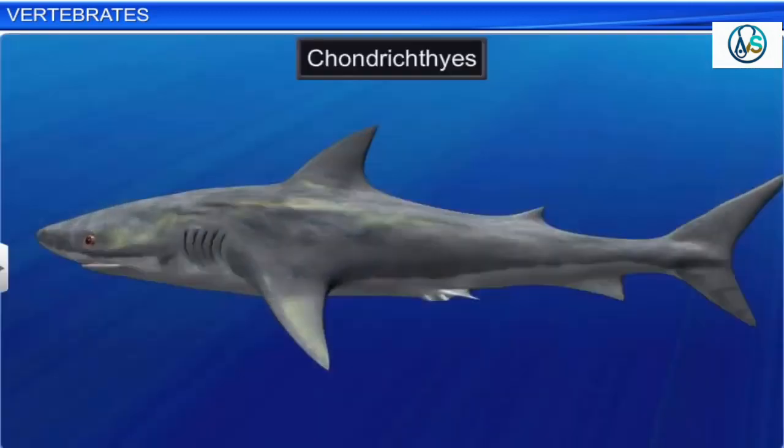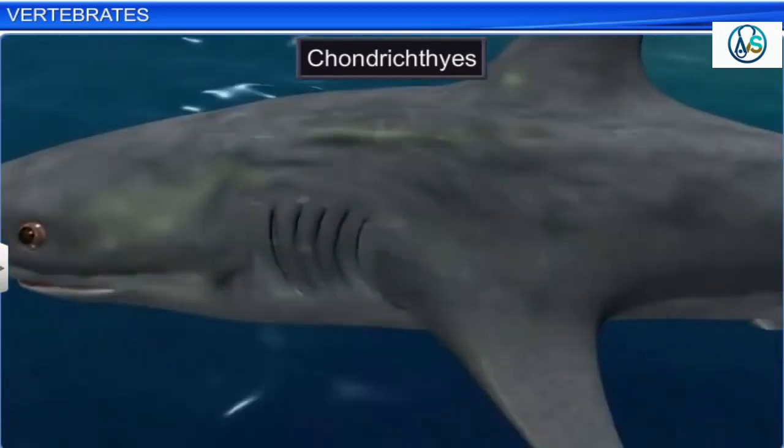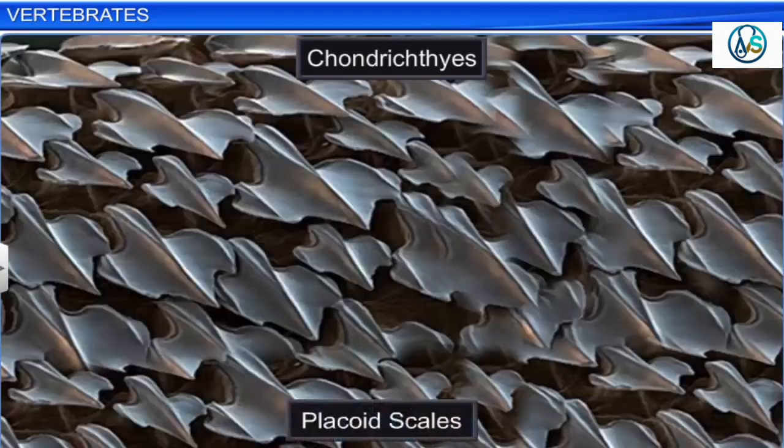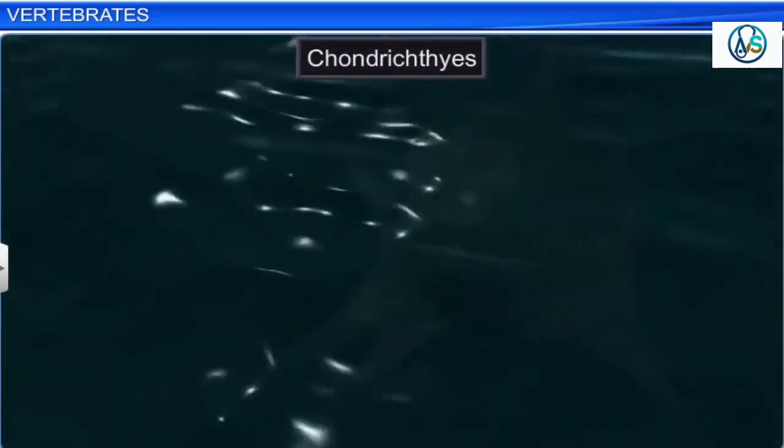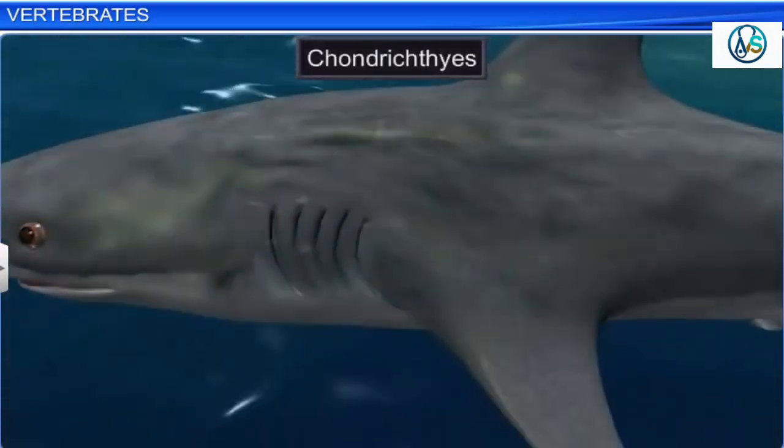Chondrichthyes are marine fish with a streamlined body and a cartilaginous endoskeleton. Interestingly, the notochord is persistent throughout their lifespan. Their skin is tough due to the presence of minute placoid scales. In fact, their teeth are modified placoid scales. Unlike other fish, their gill slits are separate and the operculum is absent.